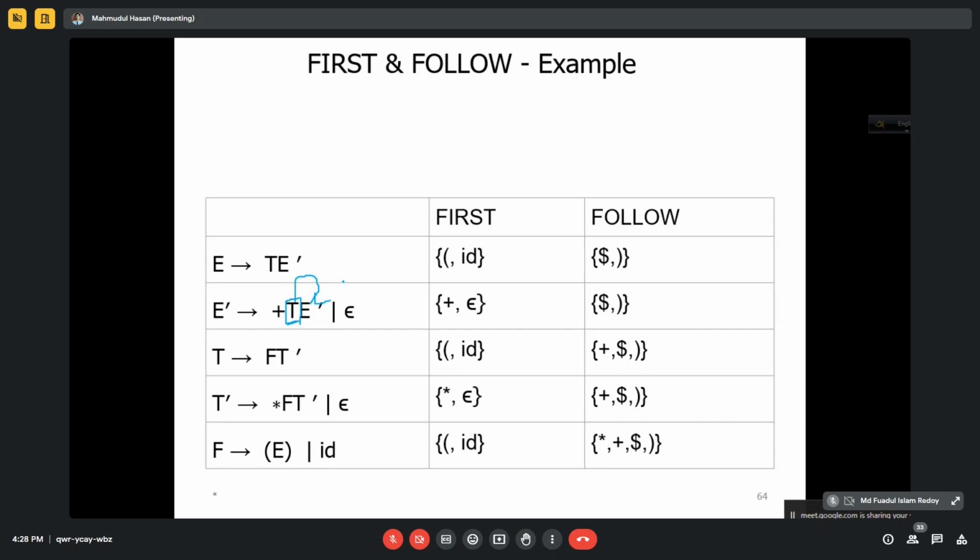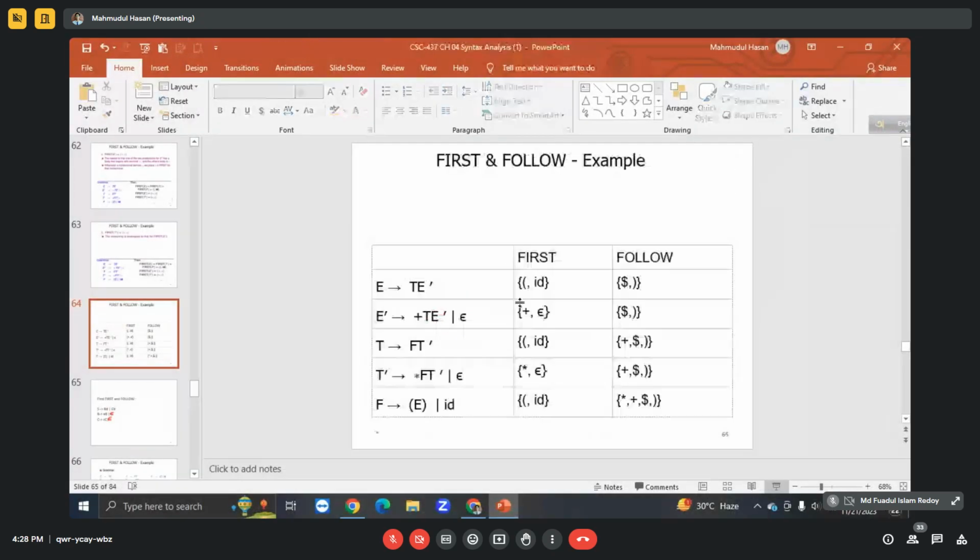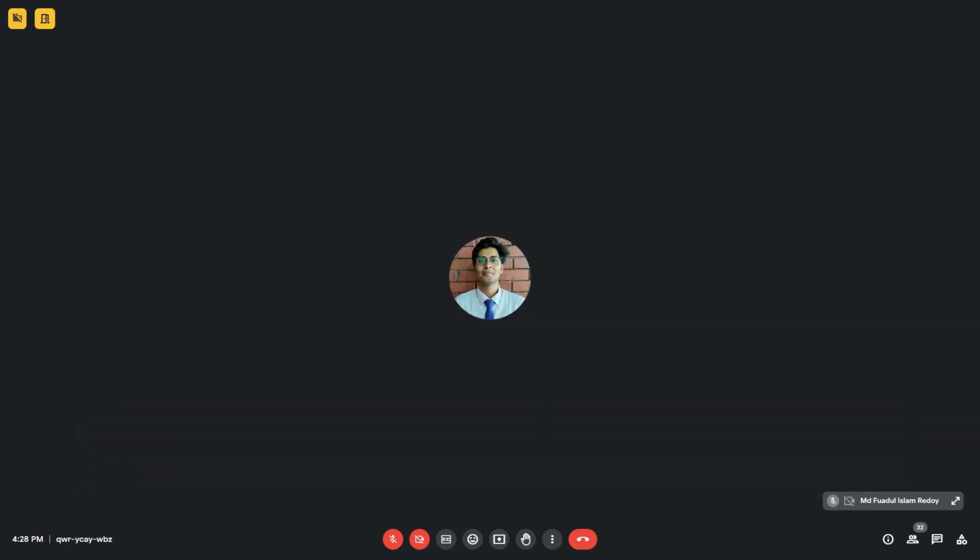Any question from the first and follow concept? I think this one is clear to everyone. Okay, now I'm going to start a new chapter. Do you know what is the third phase of compiler design? Semantic analyzer. Okay, that means the semantic analysis phase. Okay, 2-minute break.